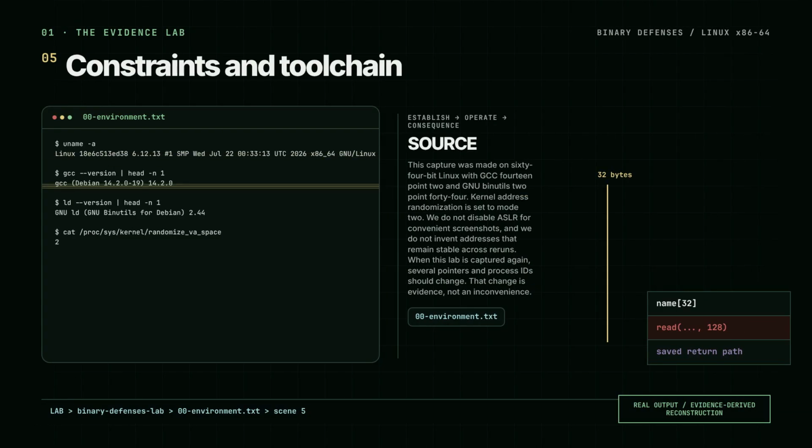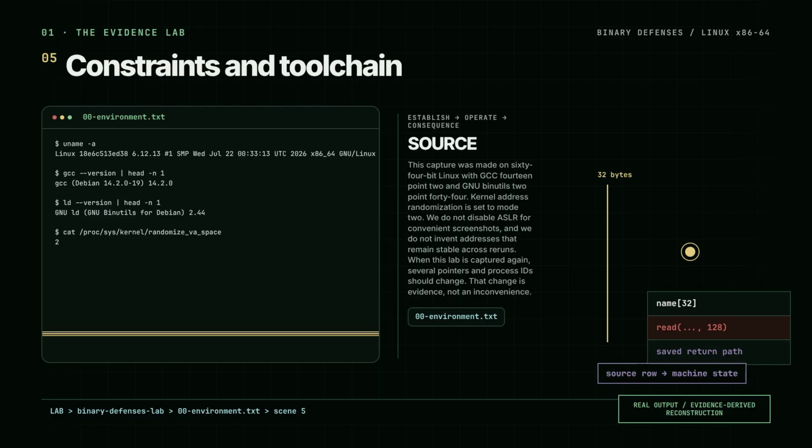This capture was made on 64-bit Linux with GCC 14.2 and GNU binutils 2.44. Kernel address randomization is set to mode 2. We do not disable ASLR for convenient screenshots, and we do not invent addresses that remain stable across reruns. When this lab is captured again, several pointers and process IDs should change. That change is evidence, not an inconvenience.